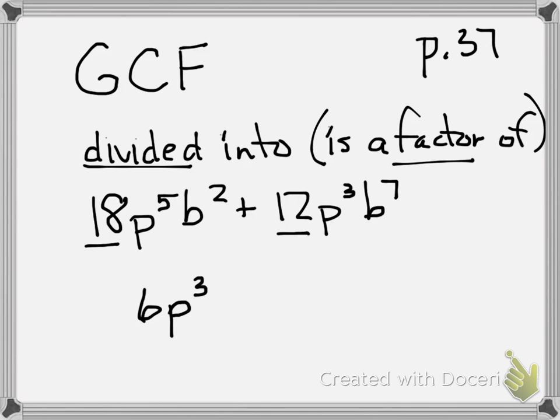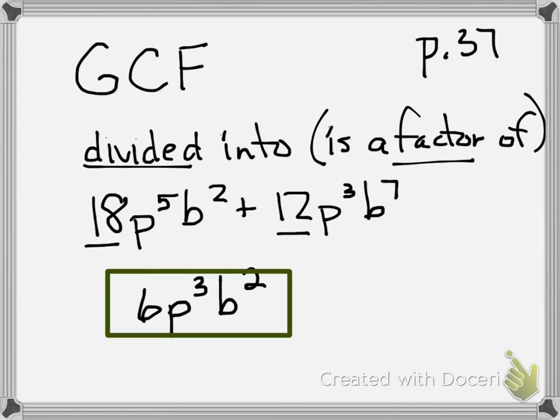Now look at the b's. I have b to the second and b to the 7th. So b to the second would be the lowest. That is what I'm putting inside this box. That is the GCF. If you're just answering a question about what is the GCF, you just find the biggest thing that goes into both and you stop.